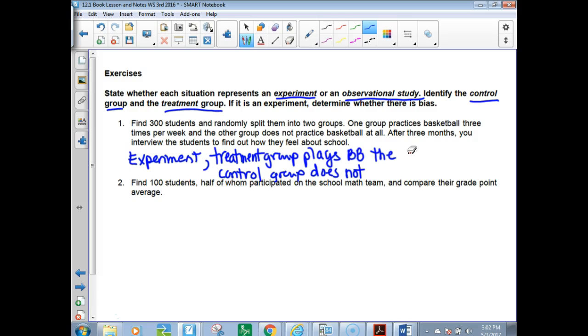Okay, now, there is some bias. What's the bias here? That's it. They know what group they're in. Okay, the bias is they know the group they're in. Now, I didn't even get into the weird question that was going to be coming after this. So they know what group. Do you think possibly the question of, after 3 months, they interview the students to find out how they feel about school, that possibly the group that plays together might feel a little more positive?